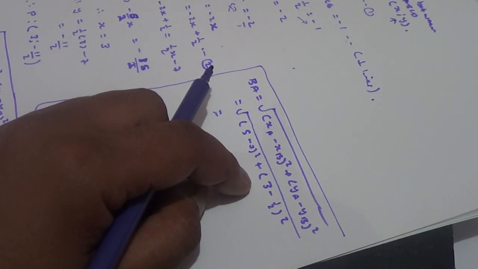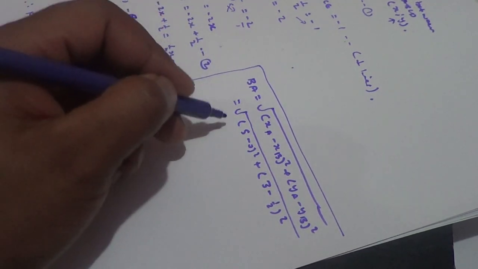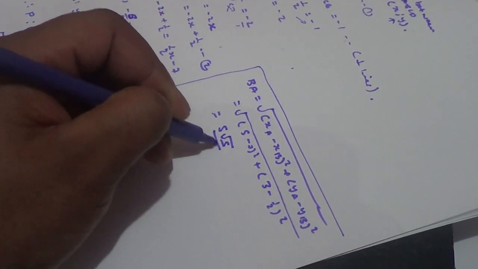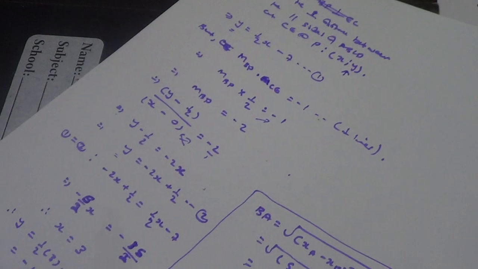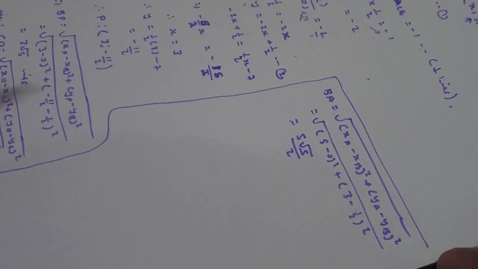And then that squared. So we get our answer. I get 5 root 5/2. Okay. Now we have all the lengths that we want. But do you see the page is full? So there's no escape here. I tell you, there was no escape here.